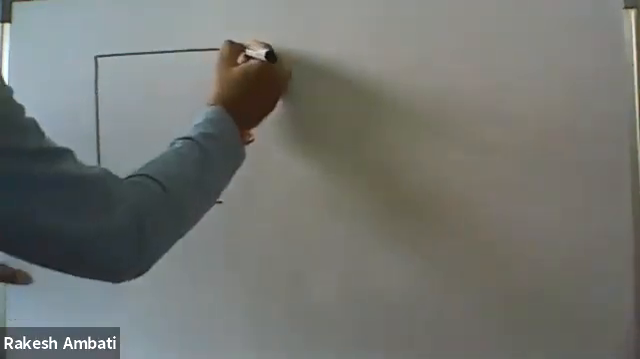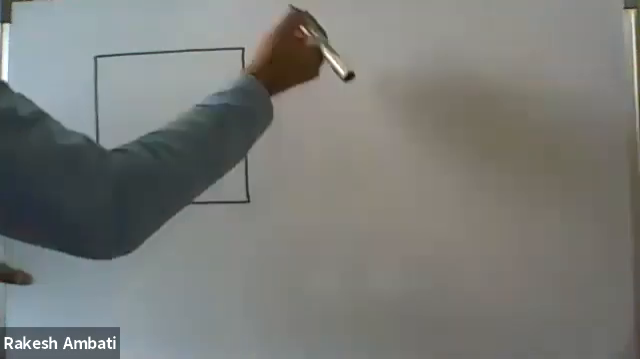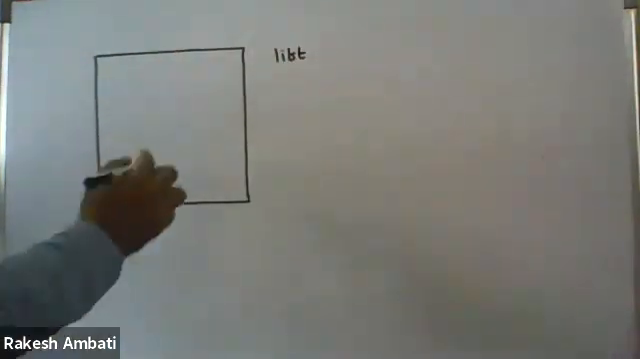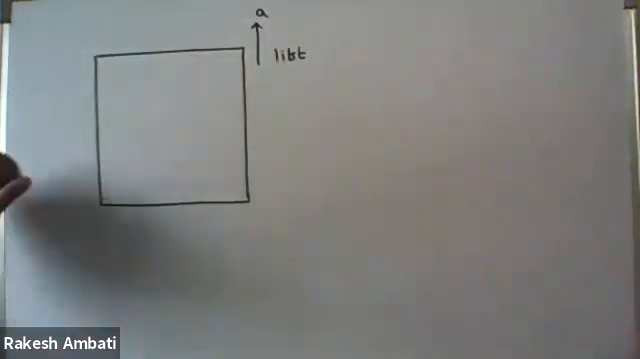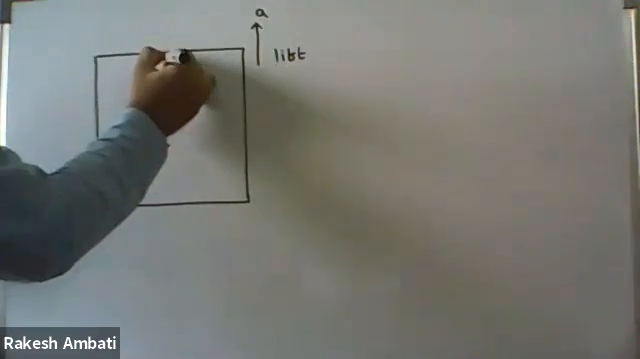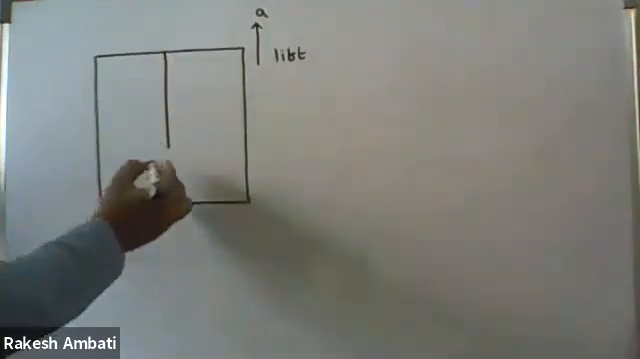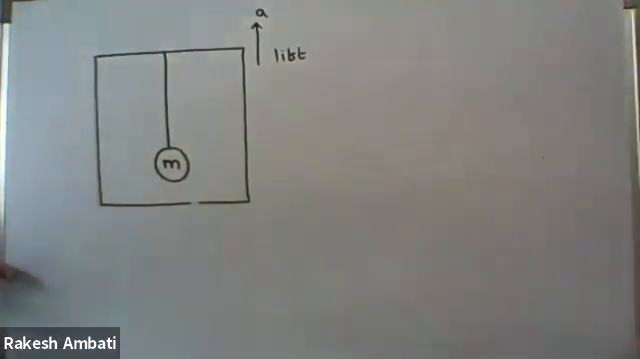Next question. For example, it is a lift. The lift is moving upwards with acceleration A. Here we have the string and a block of mass m suspended.